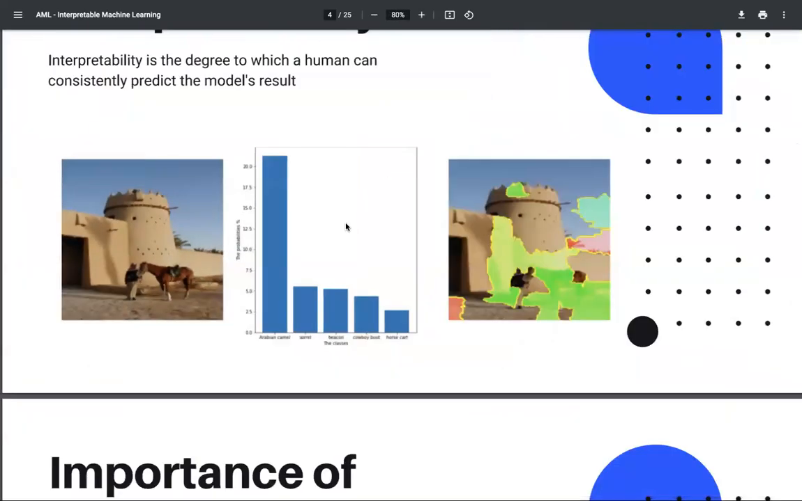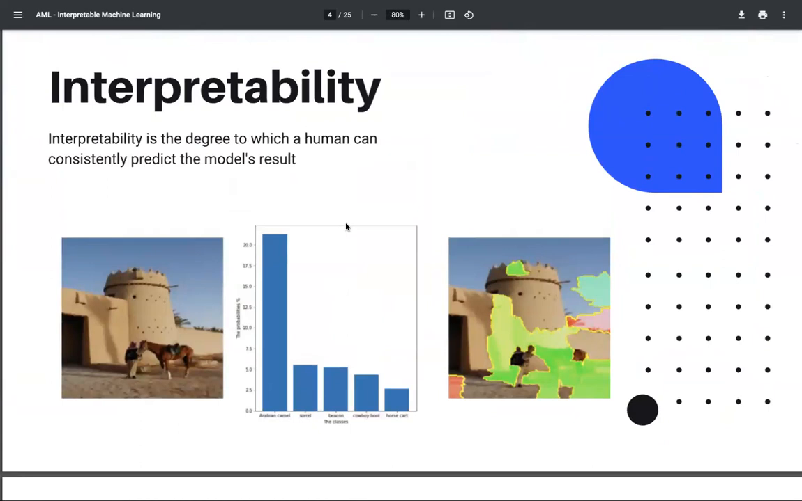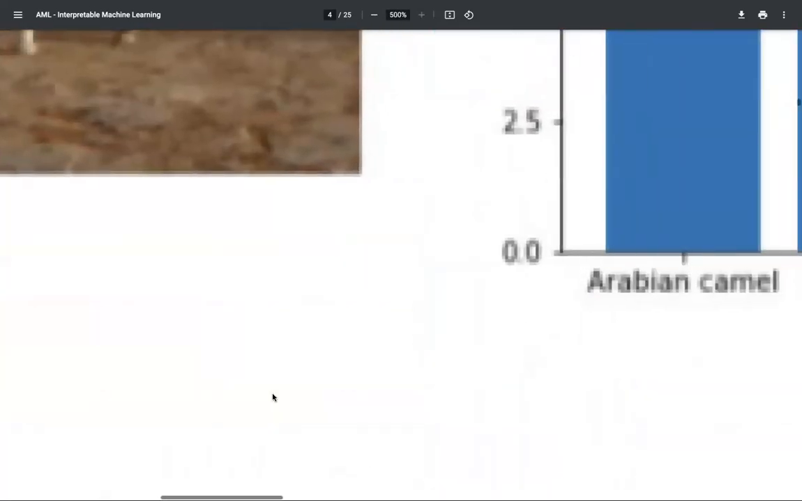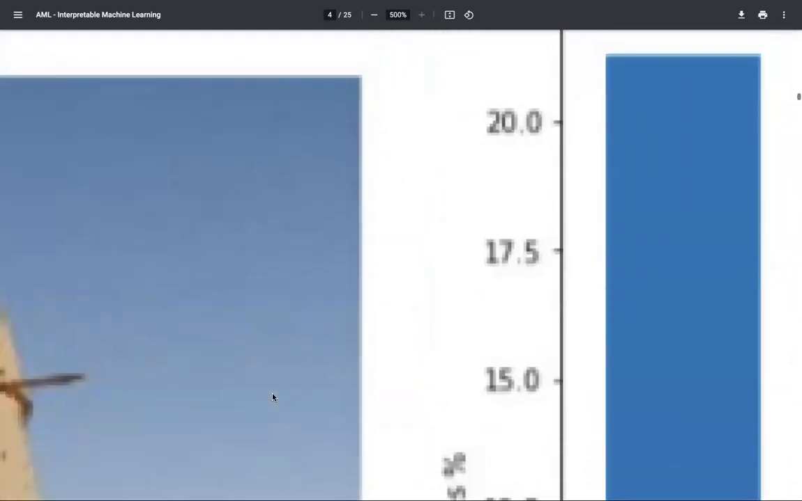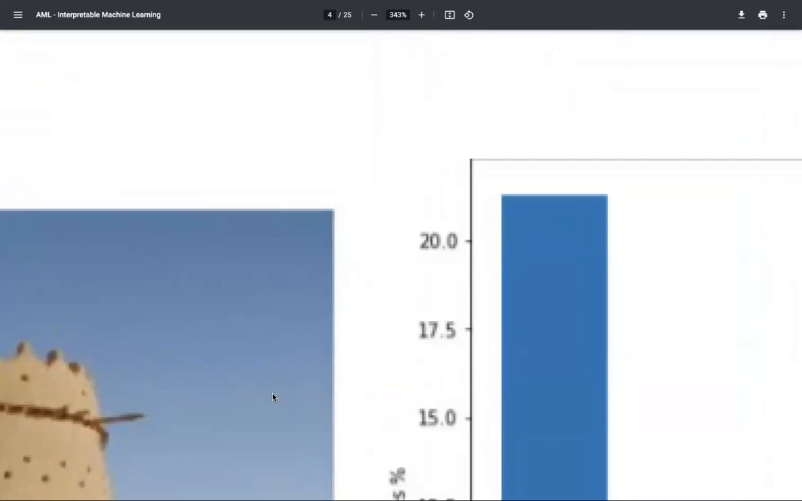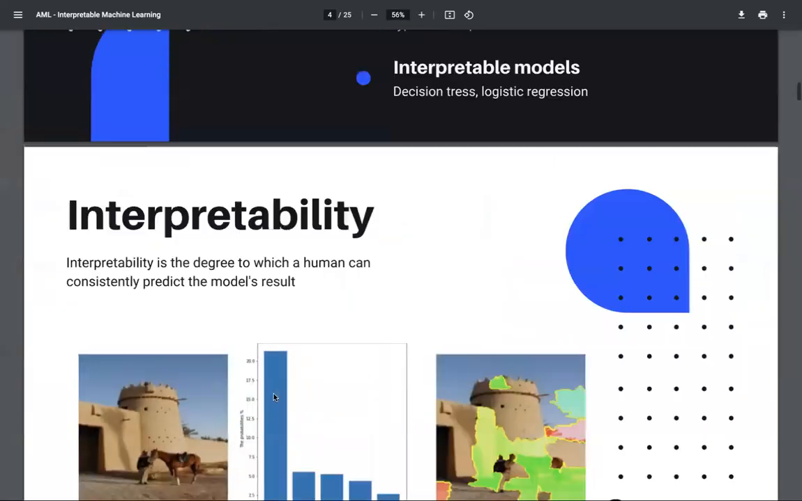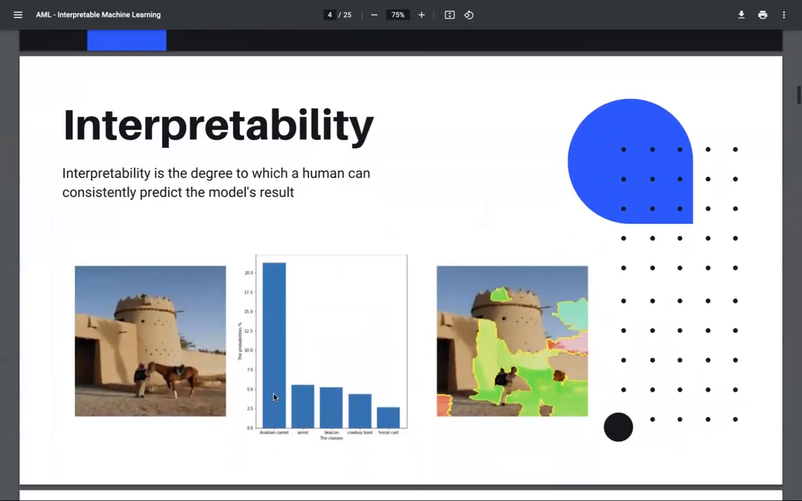But sadly, even a ResNet 50 that is trained by Microsoft on very large servers and very big amounts of data, their model has predicted that this is an Arabian camel, and it did with a very big certainty. So it's very confident about what it said. Clearly, this is a mistake.